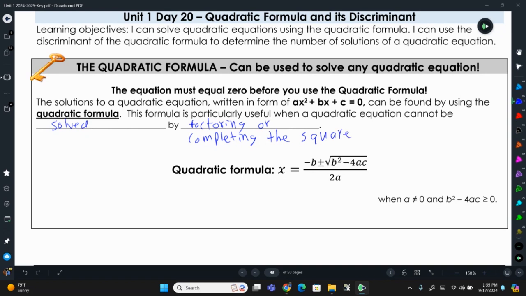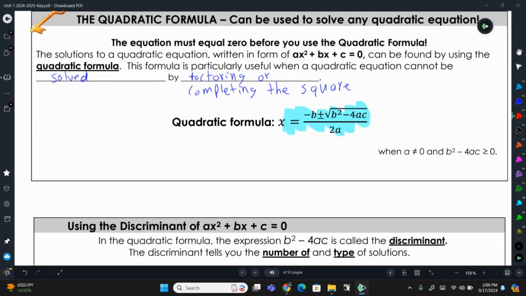Now you might say, well, why don't we always just use quadratic formula then if it always works? Well, here's the quadratic formula right here. x equals negative b plus or minus the square root of b squared minus 4ac all over 2a. So there's a lot more that goes into the quadratic formula than, say, factoring. So it's kind of like our method of last resort here.